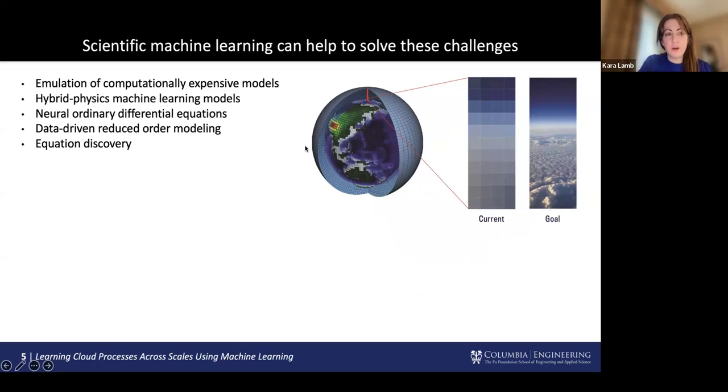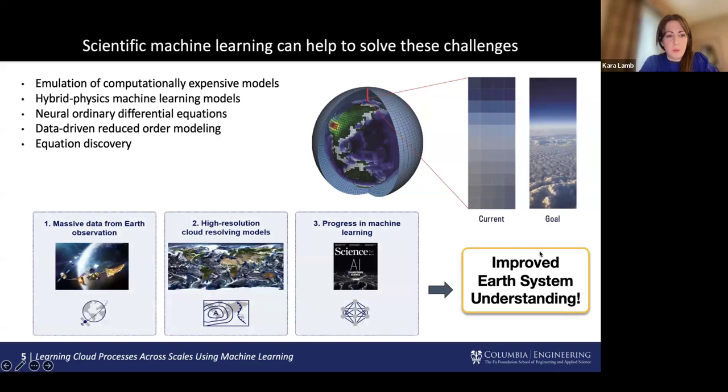So things that have been helpful are things like emulation of very computationally expensive models, as well as hybrid physics machine learning models where we know some of the physics, but also might have some unknown physics. And then methods like neural ordinary differential equations or neural operators can be used to directly be integrated with solving partial differential equations. There's also been work on things like reduced order modeling, as well as equation discovery. And I might also add here something like these perturbed parameter ensembles that have been a big point of discussion recently.